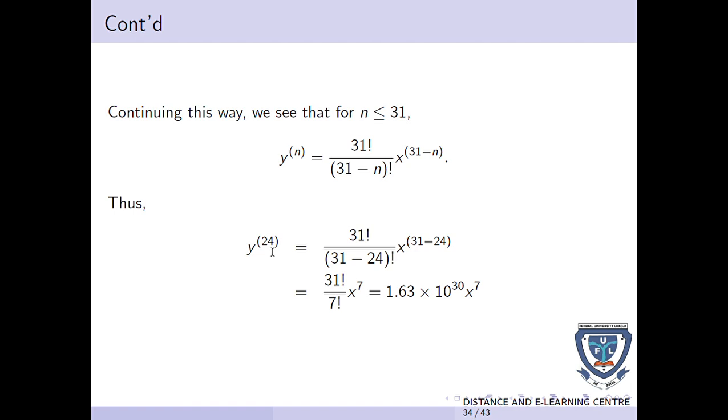Thus, y raised to power 24 will be equal to 31 factorial over (31 minus 24) factorial. So anywhere you have n, you replace it with 24, and this is what you're going to get. So our final answer here will be 31 factorial over 7 factorial times x raised to power 7.